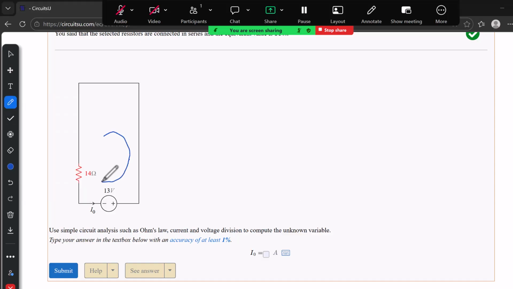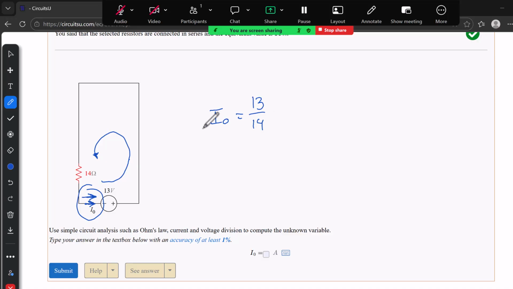We just have to be careful about the sense of direction of I/O. And I/O goes like this, the little arrows. So in this case, the current will have the same sense of direction as a voltage source, so it's positive. So then it's going to be V over R, which is 13 over 14.